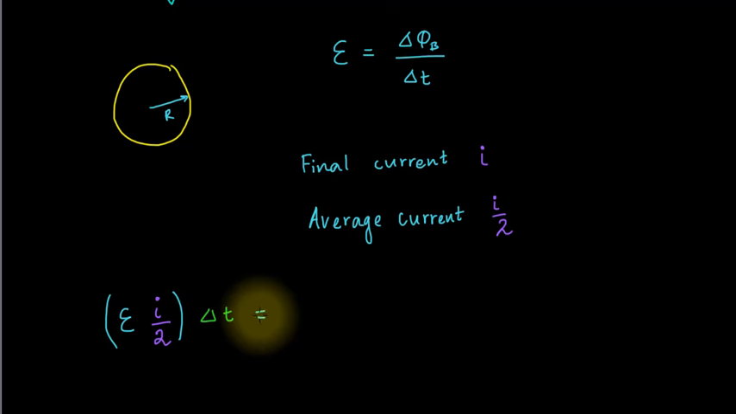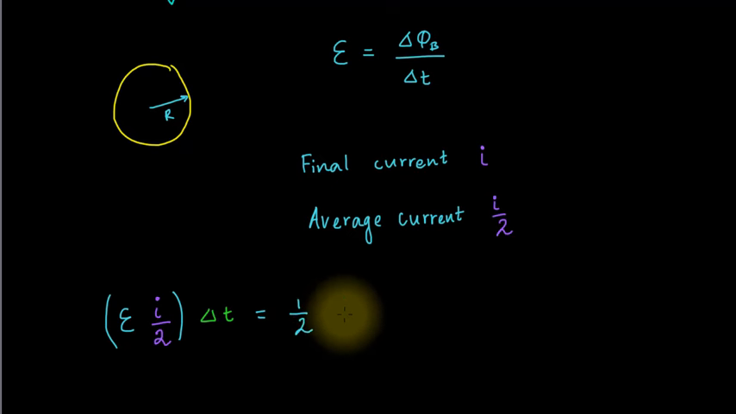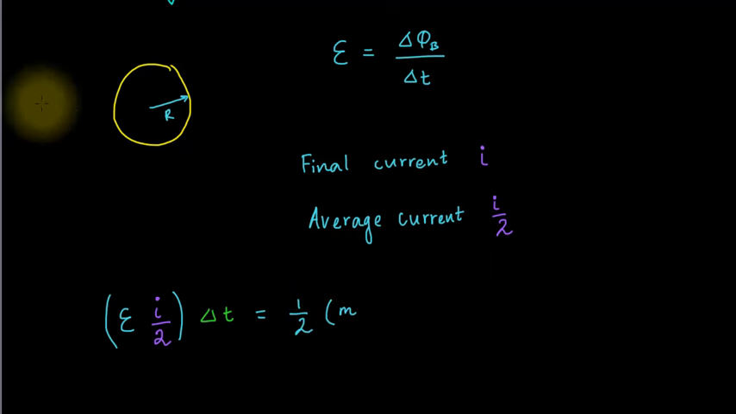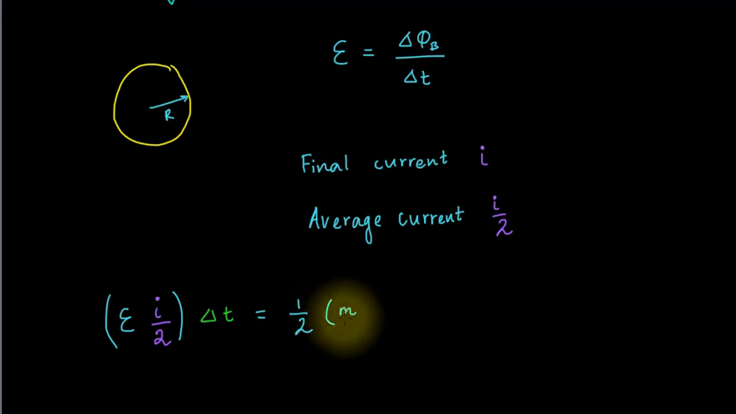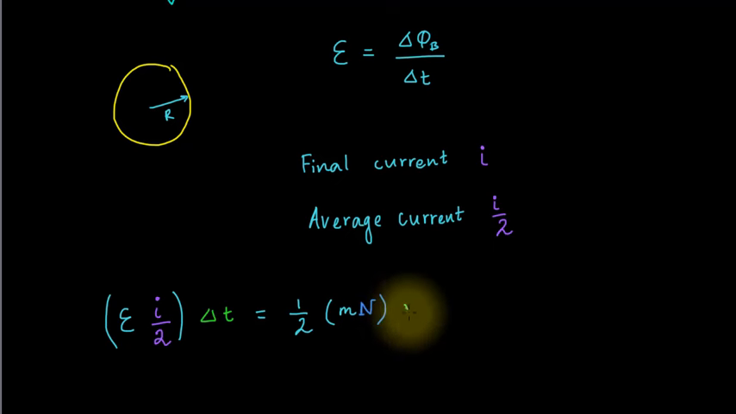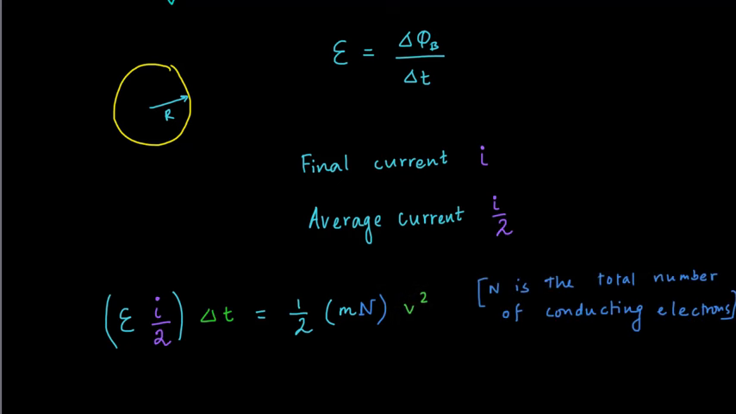So what is the kinetic energy of the electrons? This will be half the mass of the conducting electrons into v square, where v is the drift speed of the electrons. So what is the total mass of the electrons? This will be just the mass of a single electron, which is given by small m, into the total number of conducting electrons in this superconductor, into v square, where v is the drift speed of the electrons. So n is the total number of conducting electrons.